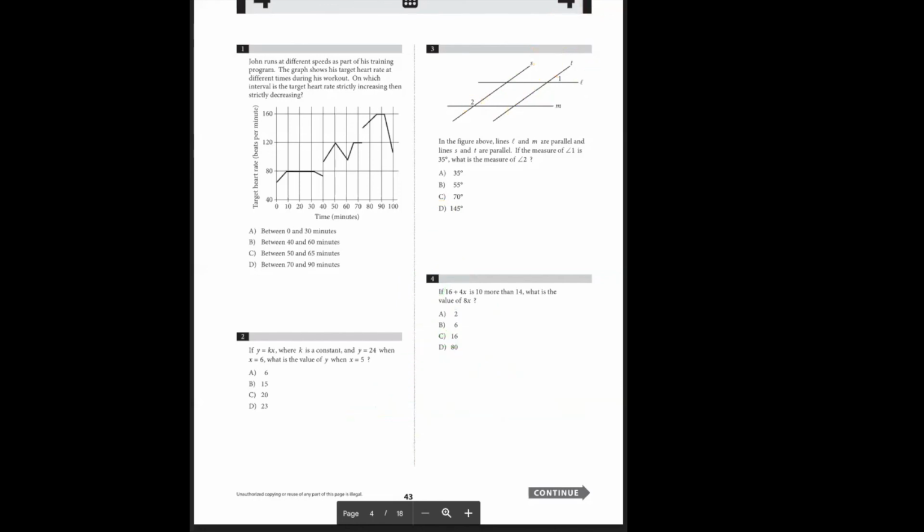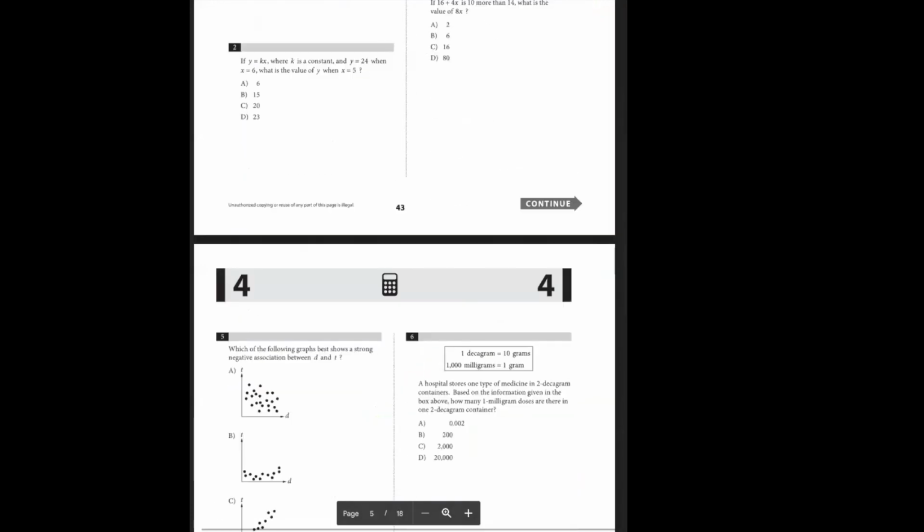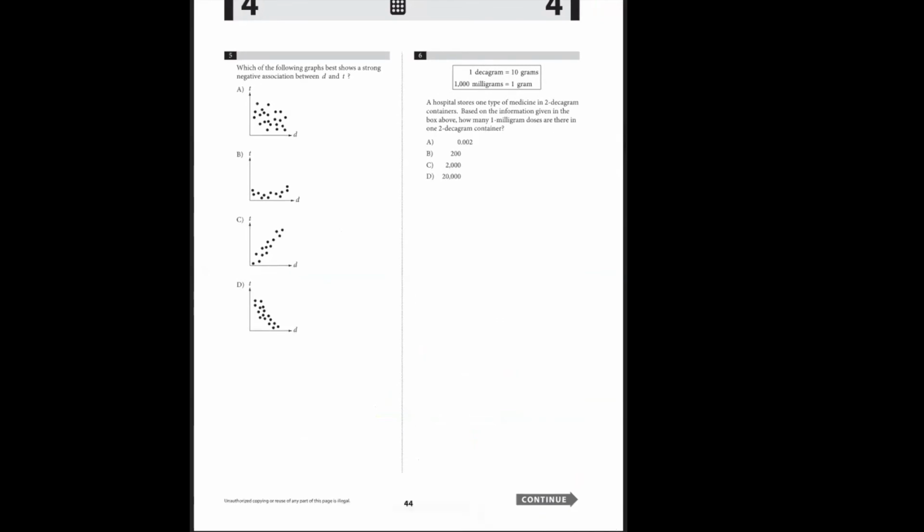A lot of these are just slope, which I think you guys know how to do because it's a very elementary topic. I'm gonna do number 5 just because it's kind of relating to stats, which is another topic that I think we don't see enough of in school, just like geometry. So we kind of forget about it, but it's really important on the SAT, just like geometry. So let's see. It says, which of the following graphs shows a strong negative association between D and T?